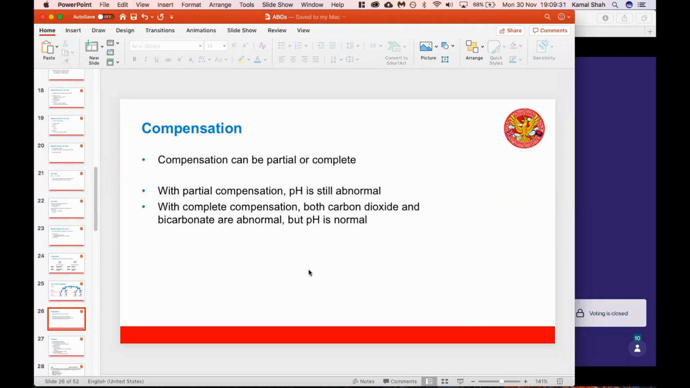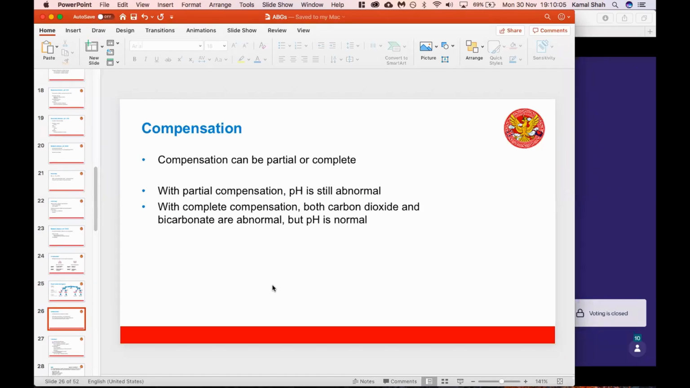So just a few more things on compensation. So we've talked about what compensation is. Now, compensation can be partial compensation or complete compensation. So let me talk about complete compensation first. What complete compensation means is that the body has compensated fully. Okay, so it's completely compensated. So if it's completely compensated, the pH will be absolutely normal. Okay, the pH will be completely normal.